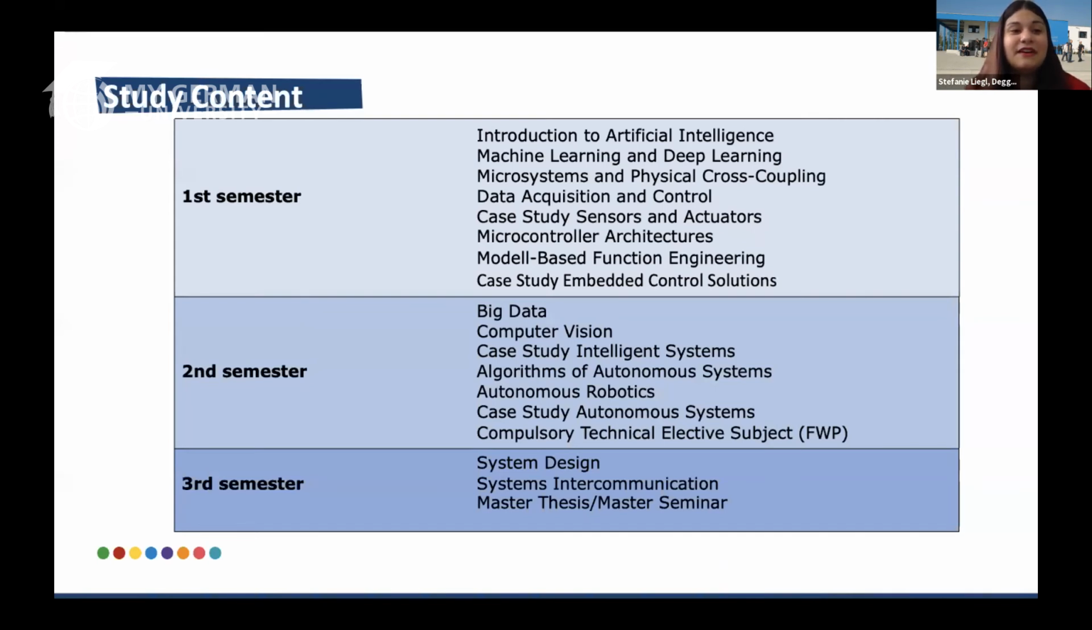Here you can see the table, the overview of the study subjects you will have. So first of all, you will start off with the basics. You will be introduced to artificial intelligence, machine learning, deep learning, microsystems. And you might wonder what these case studies in between actually mean. Basically, case studies are the practical component of the study program.